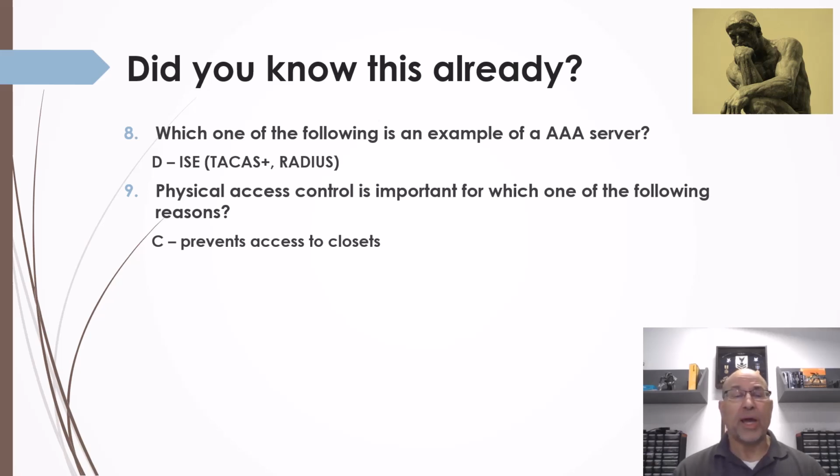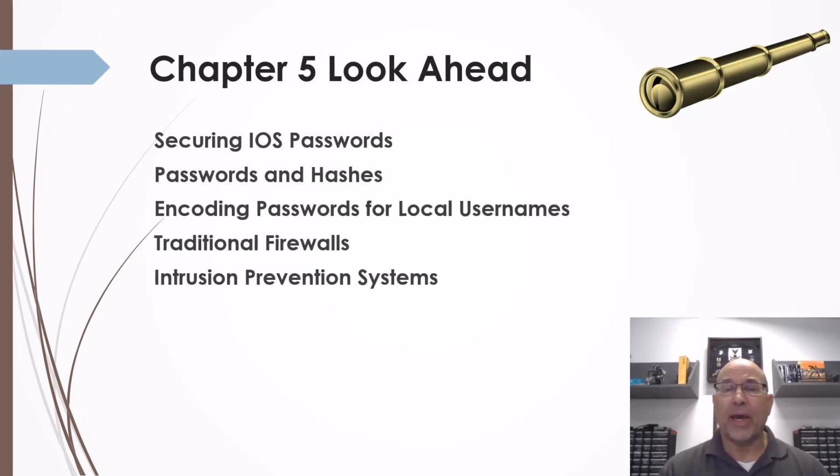Question number 9, physical access control is important for which one of the following reasons? It prevents access to closets. The chapter 5 look ahead, we're going to bring this back to the devices. So we're going to be doing securing iOS passwords and hashes on those accounts, encoding passwords for local usernames, right? So this will be the local account. We'll talk about traditional firewalls. Now we've already done ACL, so this will be the next step. And then we'll add IPSs or intrusion prevention systems.